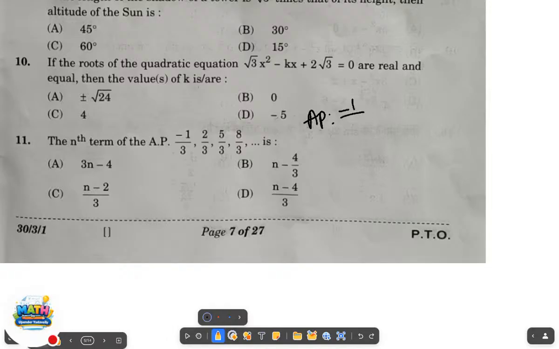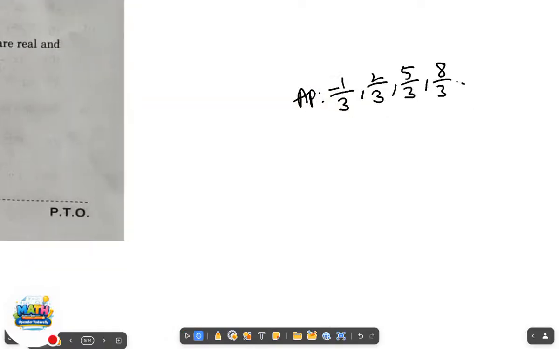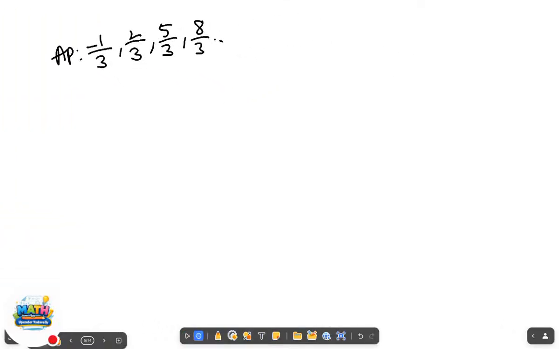Minus 1 by 3, 2 by 3, 5 by 3, 8 by 3 and so on. So we need to find the nth term. So here, what is the first term here? First term here is minus 1 by 3. What is the common difference?